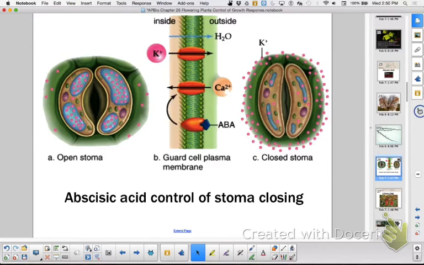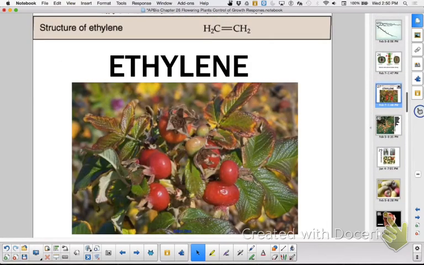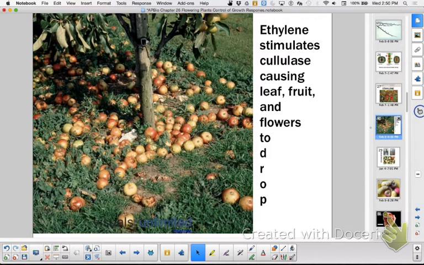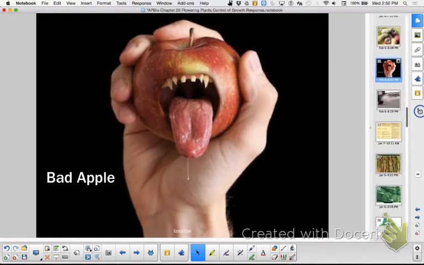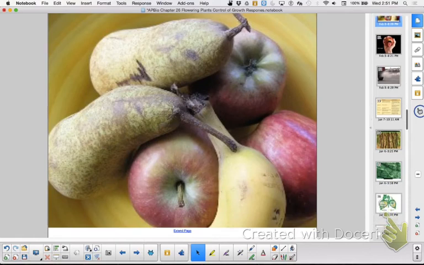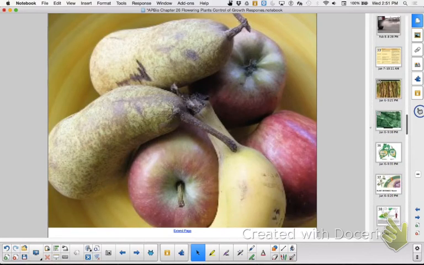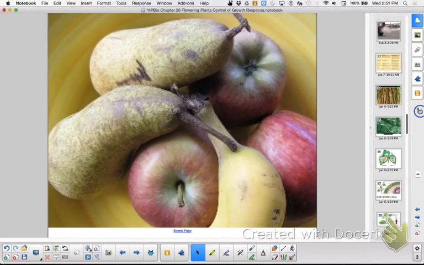Okay, moving on to ethylene. Ethylene causes fruit to ripen, causes it to drop. And this is why we can say one bad apple, what? Yeah, spoils the barrel. And it's a gaseous hormone, so it influences other fruit. It can influence other fruit on a tree, it could influence other fruit in your fruit bowl at home. Okay, and then any questions on that part?